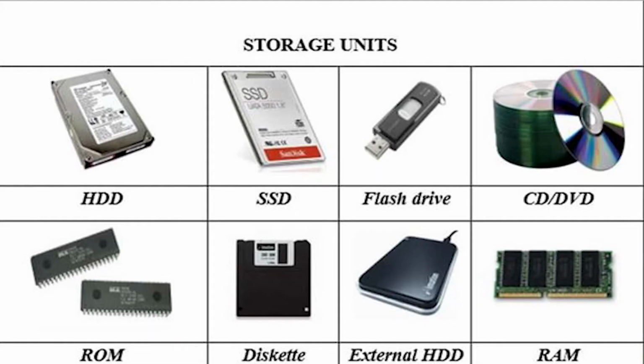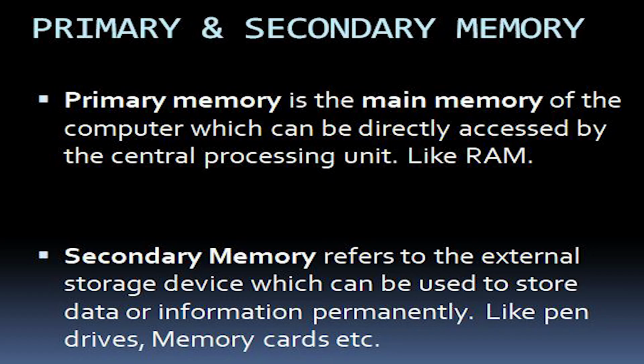You can have a look here. These all come under the storage units: hard disk, this is also hard disk, flash drives, CD drives, ROMs, external hard disk, RAMs. These all come into the storage devices, storage units also. After the storage device, we are going to learn about more, that is called primary and secondary memory.